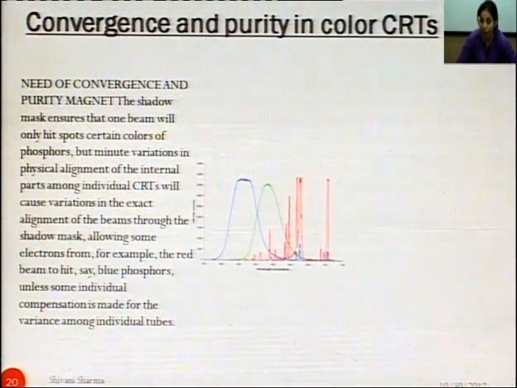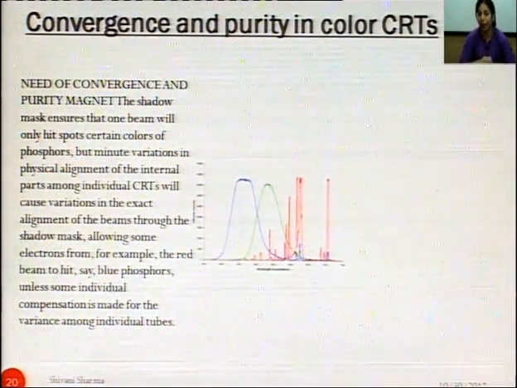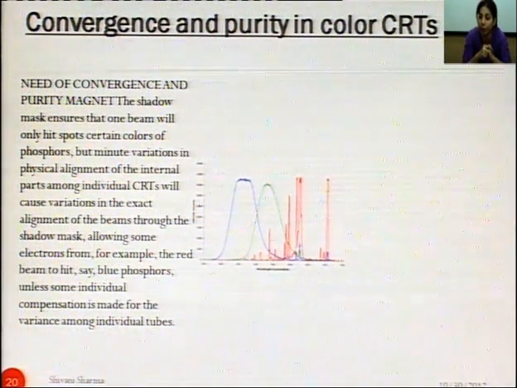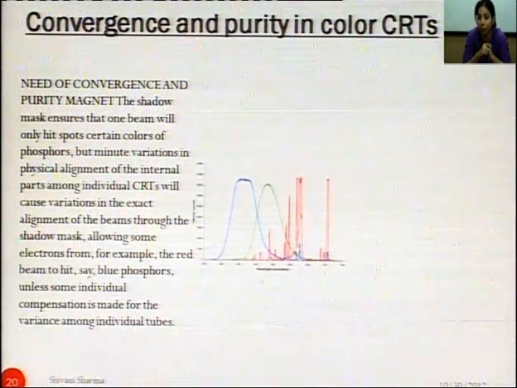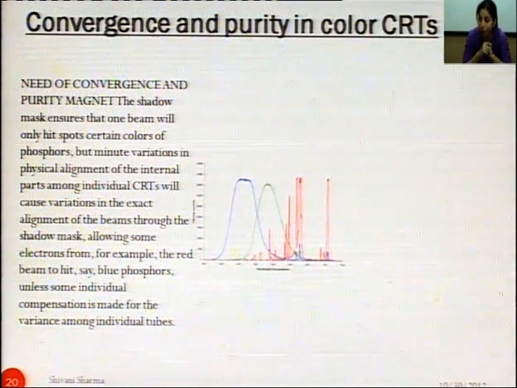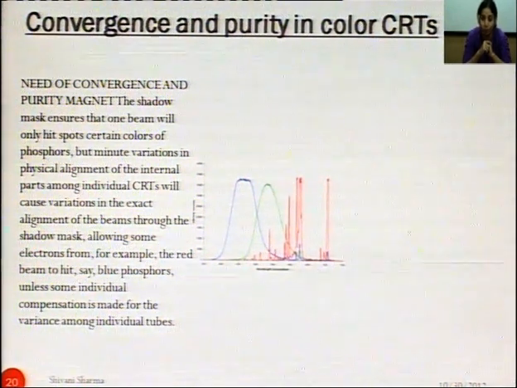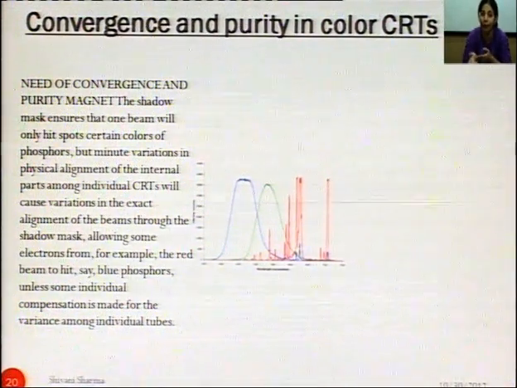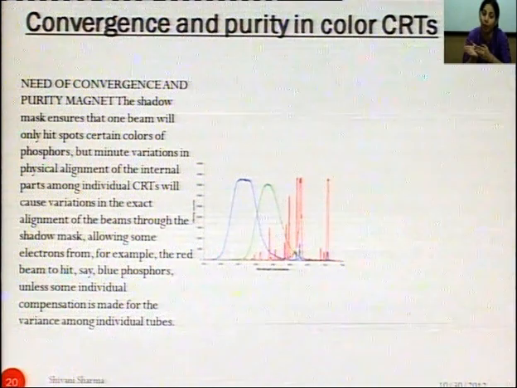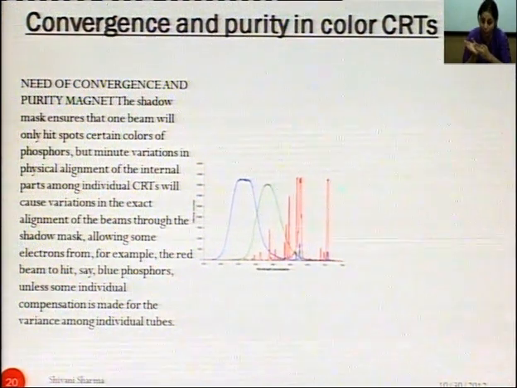This is in color monitors. We have talked about that we have 3 electron guns for primary colors red, blue and green. Then we have a shadow mask, which is a plate having holes from which various electron beams are passing through and striking the corresponding color on the screen.